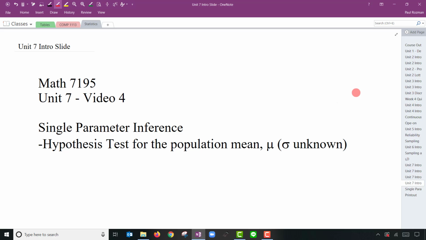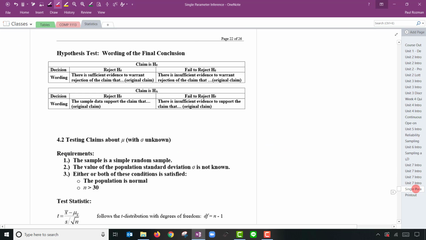Last time we were doing hypothesis tests for the population proportion pi. The procedure will be very similar for mu. We'll have a different test statistic and different conditions, but basically the same 8 steps that we used for the hypothesis test for proportion will now apply to the mean. So things should go pretty smoothly through this. So let's just dive right in.